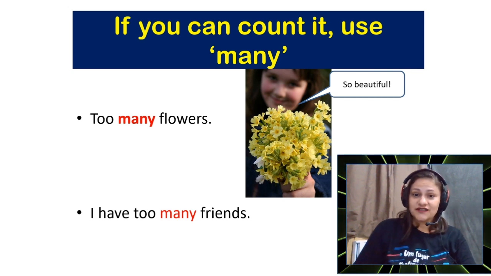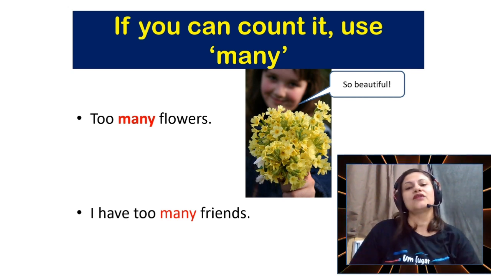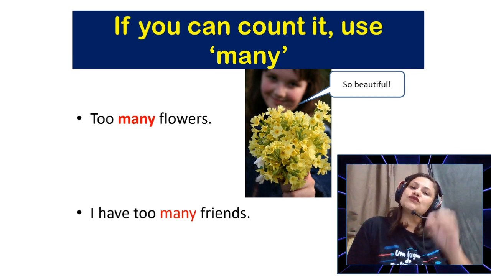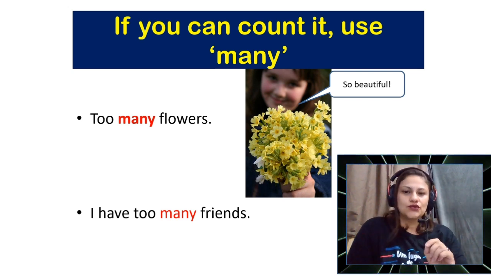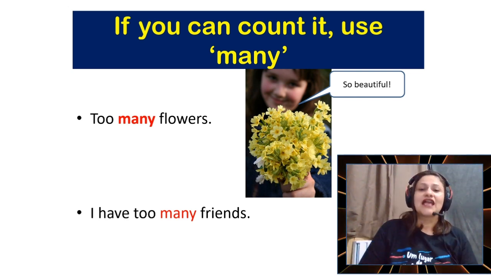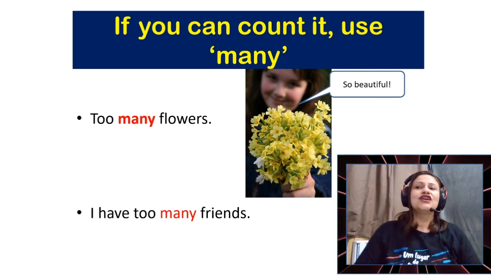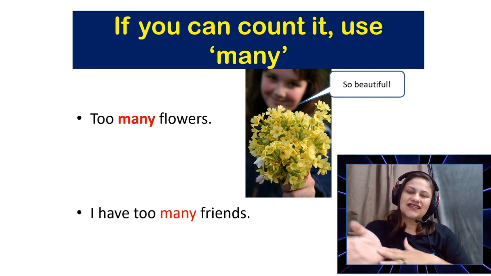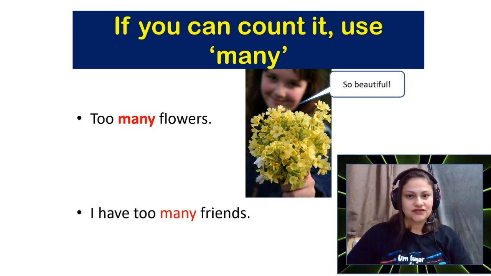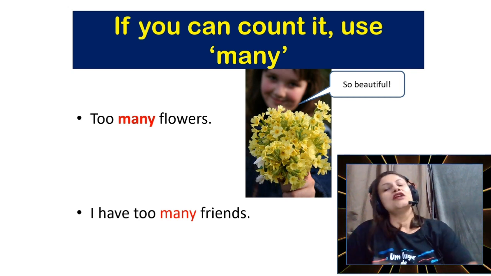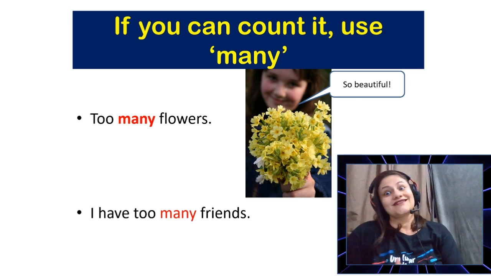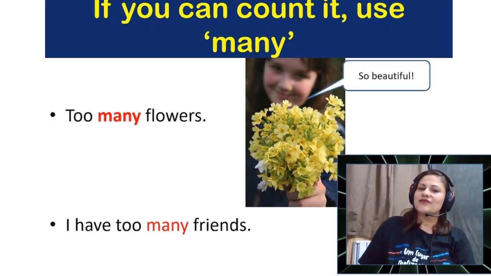When I have an affirmative sentence, this word many, I have to use with another word, too or so, in an affirmative sentence. It's not very usual to use many in affirmative sentences. We use it more in negative sentences or questions. But if you want to use it, you have to add this little word too or so to make sense. Too many flowers, I have too many friends.